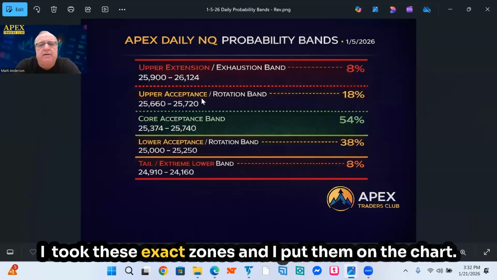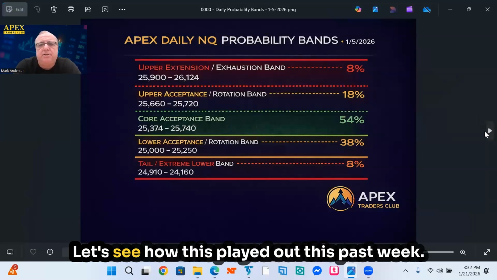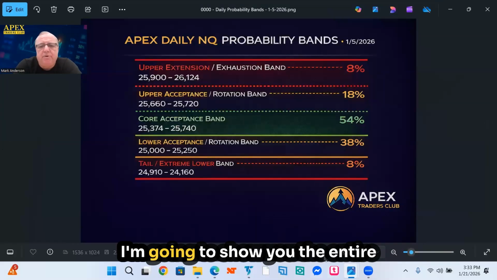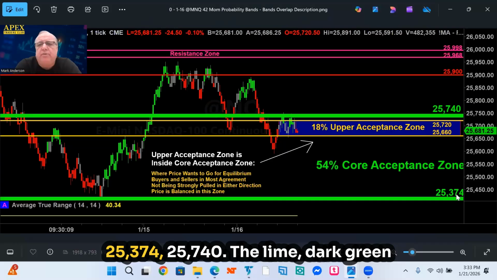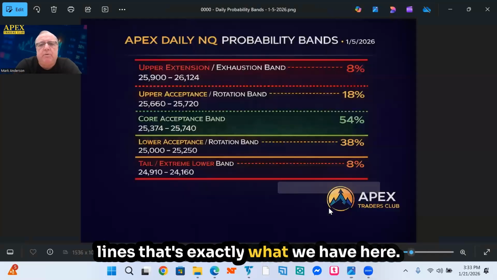I took these exact zones and I put them on the chart. Okay, see how it played out this past week. I'm going to show you the entire week and see how it looks. First of all, what I have here is 25,374, 25,740. The lime dark green lines. That's exactly what we have here.